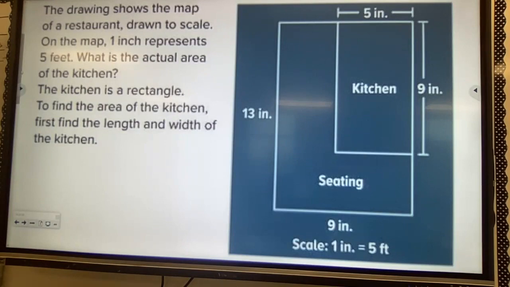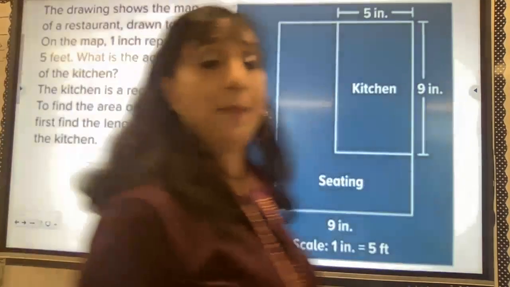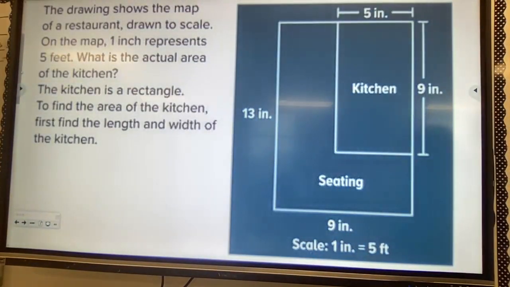The drawing shows the map of a restaurant drawn to scale. On the map, as you can see, 1 inch is representing 5 feet. What is the actual area of the kitchen? The kitchen is a rectangle. To find the area of the kitchen, just find the length and width of the kitchen, right? So it's telling me that 1 inch is 5 feet. And what would be the area of the kitchen?